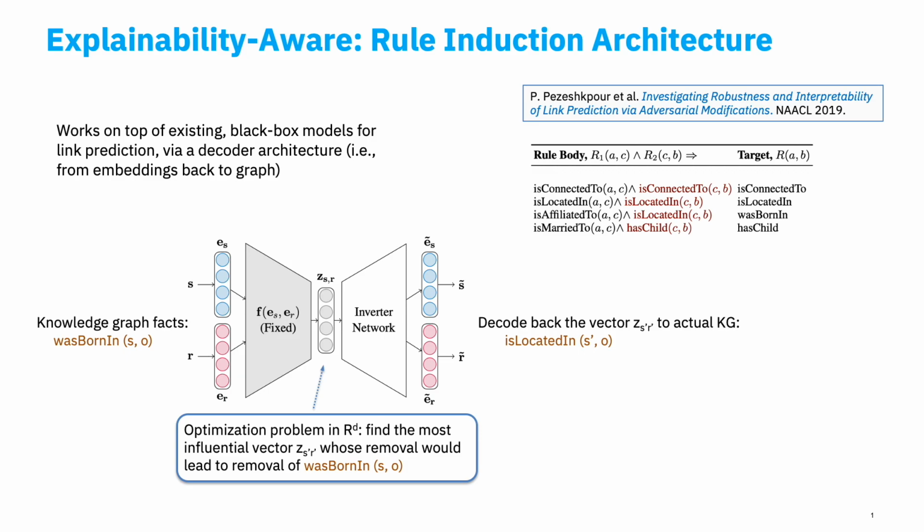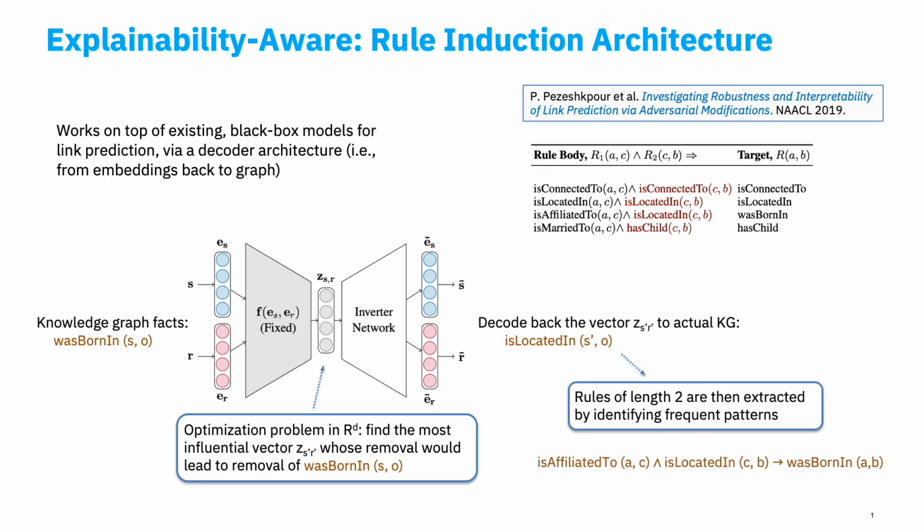The next step is then to decode the resulting vector, Z S prime R prime, back into actual knowledge graph nodes and facts. For example, we would get is located in (S prime, O). Note that the object O is always the same in this case. Since, in this method, we are looking for formulas of the form R1 of (A, C) and R2 of (C, B) implies R of (A, B), where the same object B appears in both R2 and the target fact R.